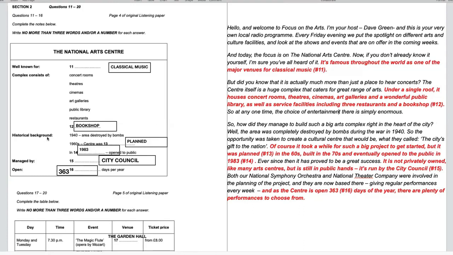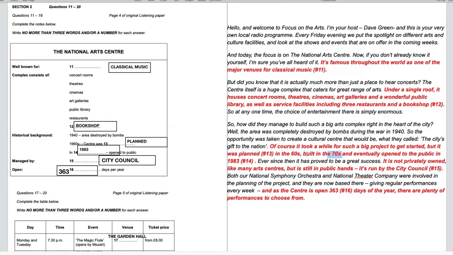Now, for the historical background, these dates really did help us, because he talked about how the area was destroyed by bombs during the war in 1940, and then he also mentioned the 60s. So you see that the 60s was a clue here. And he said that it was planned in the 60s. So we have this word here. It was planned in the 60s, built in the 70s.